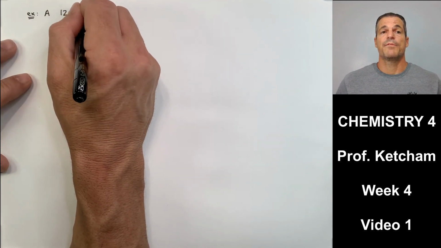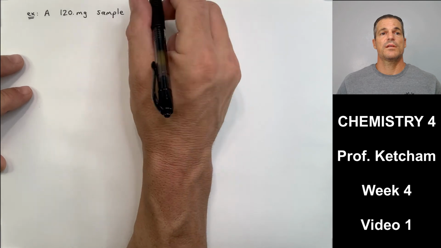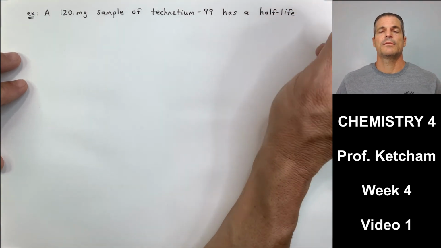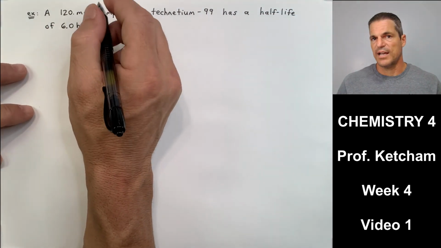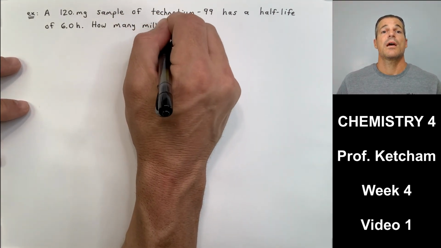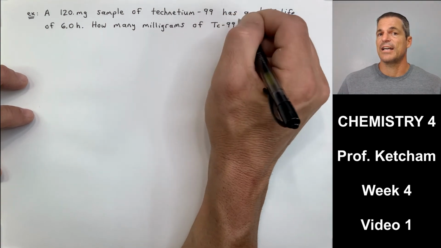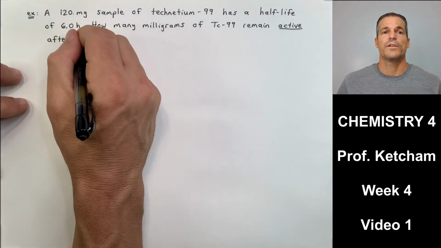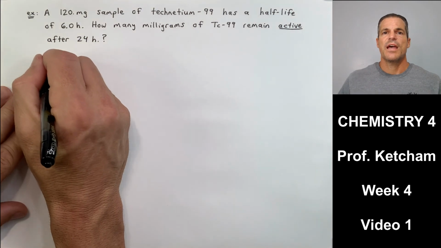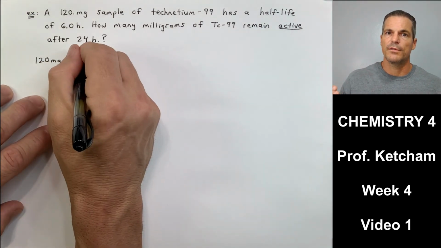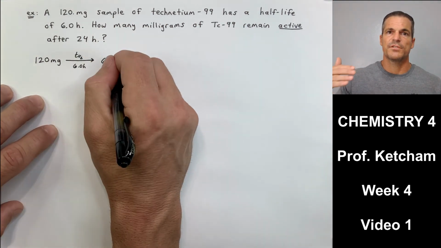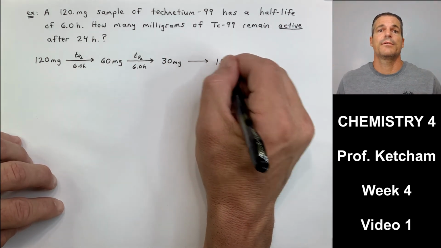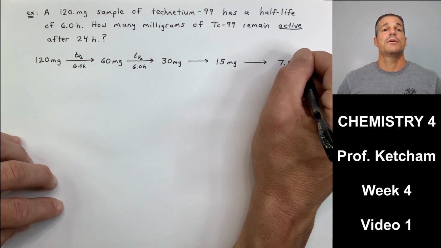Another half-life example at the top of this page of our notes, it says a 120 milligram sample of technetium-99 has a half-life of 6 hours. 6.0 h is 6 hours. How many milligrams of technetium-99 remain active after 24 hours? When I say remains active, I mean how much of the unstable starting material is still left. Because an unstable starting material is a radioactive material, and radioactive materials are referred to as being active because they can decompose readily. So we have 120 milligrams.